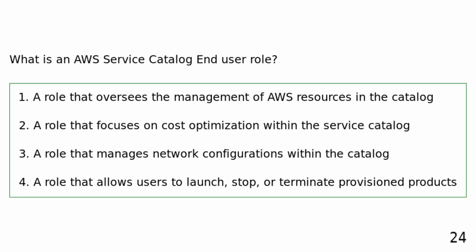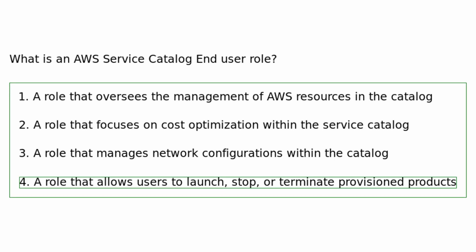What is an AWS Service Catalog end-user role? A role that oversees the management of AWS resources in the catalog. A role that focuses on cost optimization within the service catalog. A role that manages network configurations within the catalog. A role that allows users to launch, stop, or terminate provisioned products. An AWS Service Catalog end-user role allows users to launch, stop, or terminate provisioned products according to their access permissions, facilitating self-service provisioning.